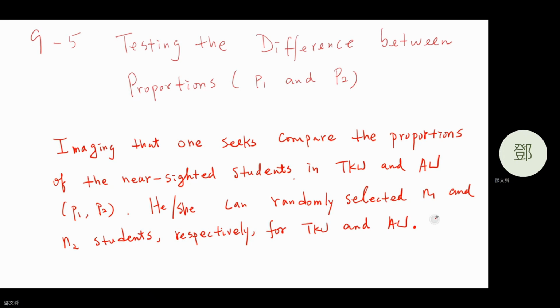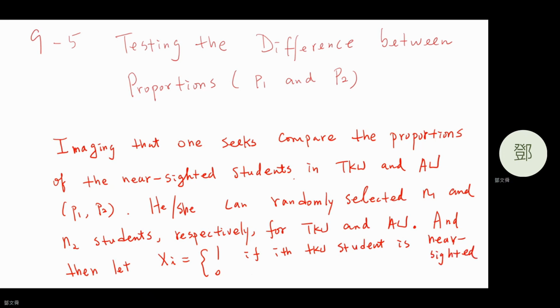And let Xi equal 1 or 0: 1 if the i-th TKU student is nearsighted, 0 if the i-th TKU student has healthy eyes.